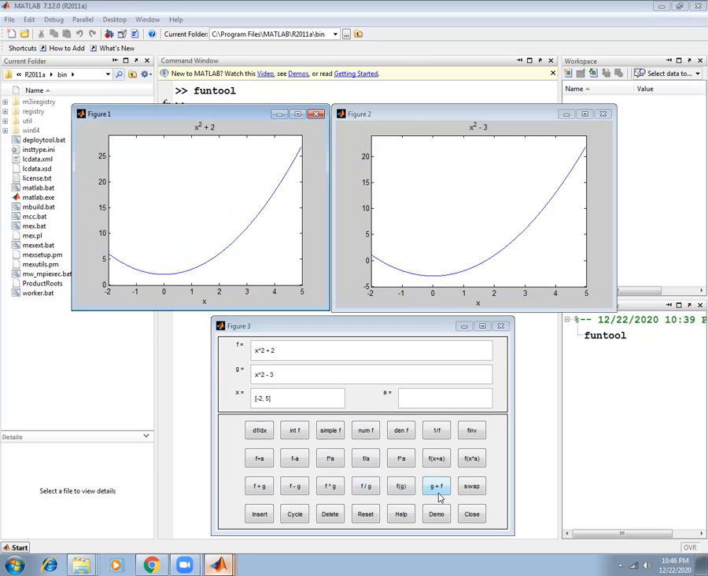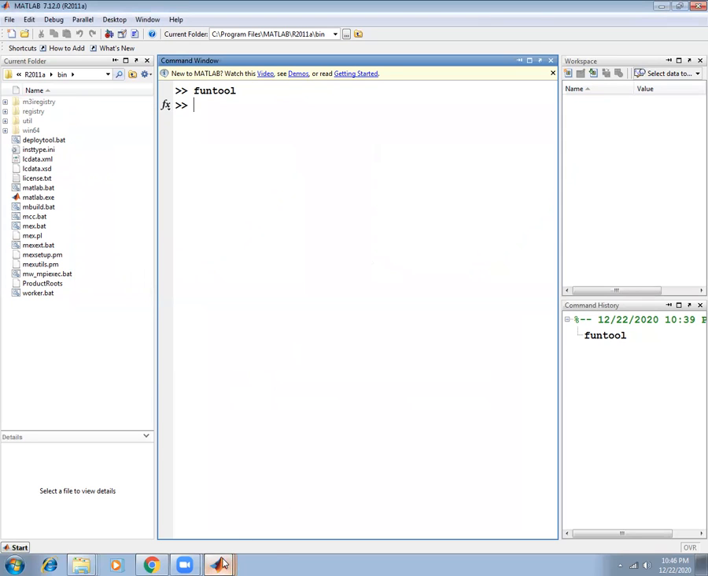g equals f. g is replaced by the function f of x. Now define a new function f of x equals x power 4 minus 4 into x cube plus 10, that is x4 minus 4x cube plus 10, and g equals nil.